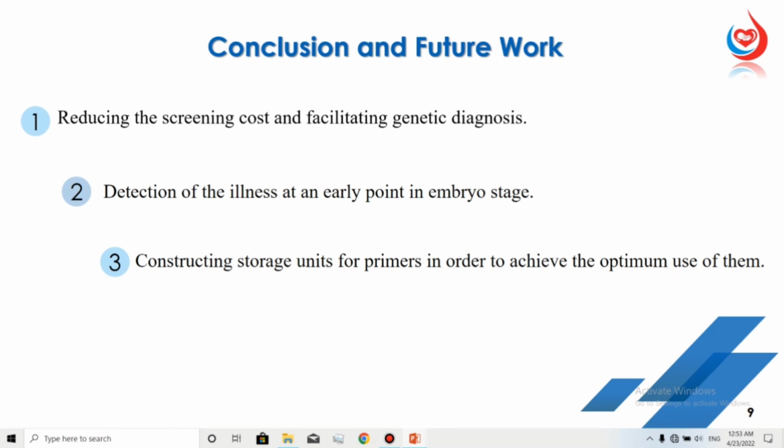Constructing storage units for primers would allow a larger number of people to detect thalassemia earlier, which will help cure them genetically and guarantees the optimum use of primers.